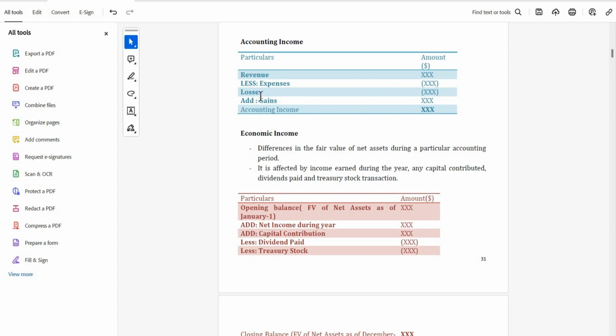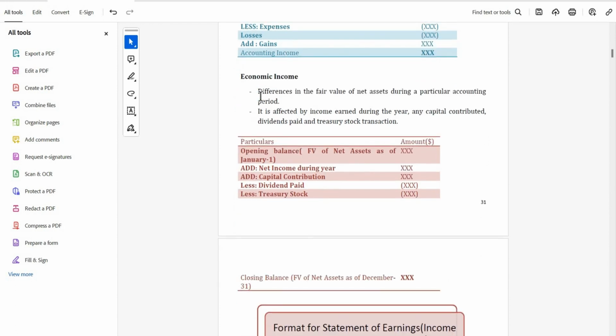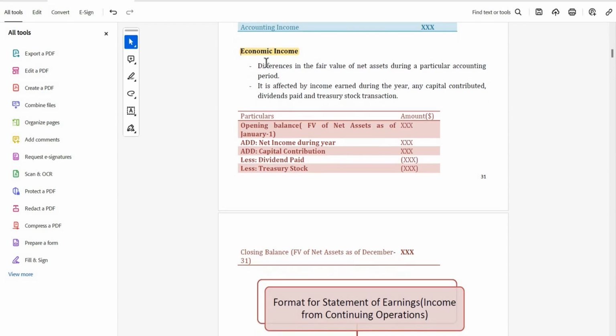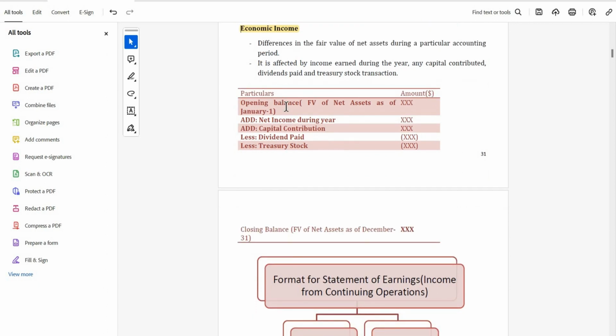So accounting income means revenue less expense of trading account and gains less losses from the profit and loss or income statement. And then we have economic income. Economic income is the difference in fair value of net asset during a particular accounting period, or it can be said that it is affected by income earned during the year, any capital contributed less dividend paid and treasury stock transactions. So we have opening balances, FV of net asset as of opening date.